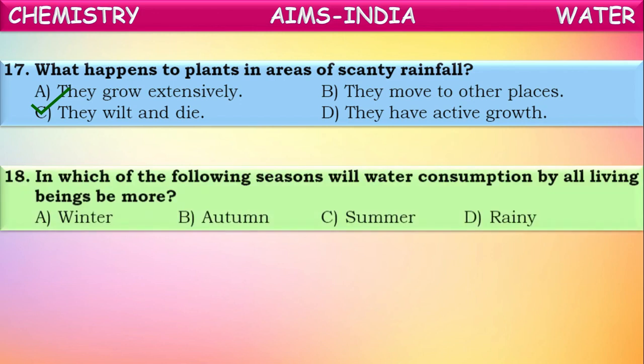Okay. Next one. In which of the following seasons is water consumption by all living beings more? That means when do we consume more water? In which season? In winter, autumn, summer, or rainy season? When do we take more water? Yes, in the summer season. In summer, we consume more water because the temperature is very high. More water will go out from our bodies in the form of sweat. That's why we need to take more water. Not only human beings, the remaining living things also consume more water in the same way.